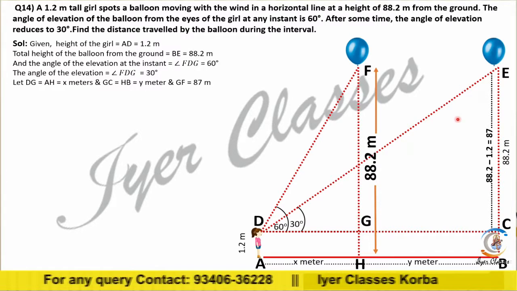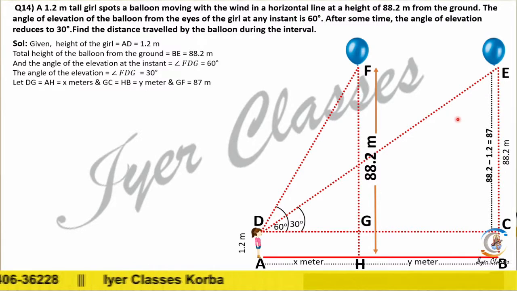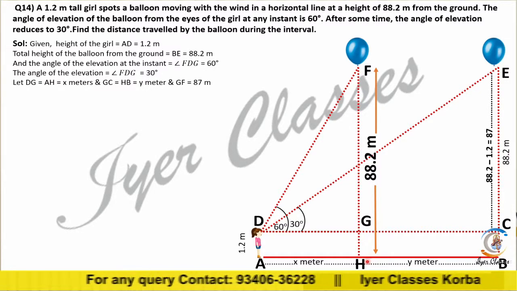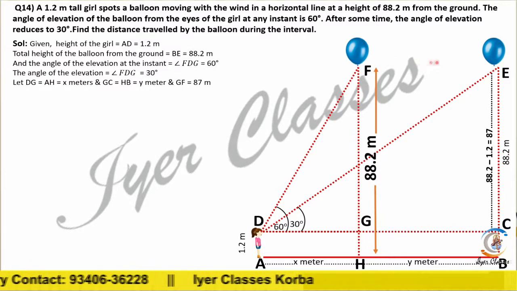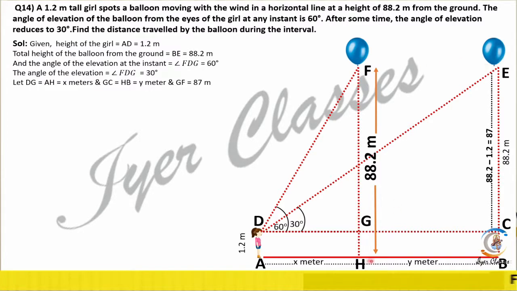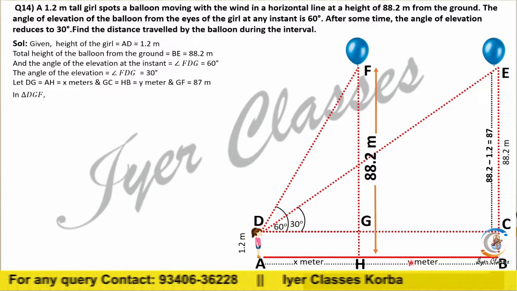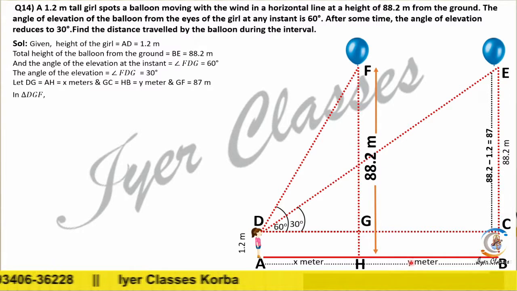Now let us consider the distance of the girl from the first balloon's position. Let it be equal to AH, X meters, and the distance of the balloon in the first position to the balloon in the second position, let it be equal to HB. These two distances will be equal, and let us consider that this distance is equal to Y meters. Now you can clearly see two right angles here. So the first one I am going to consider is triangle D, G and F.